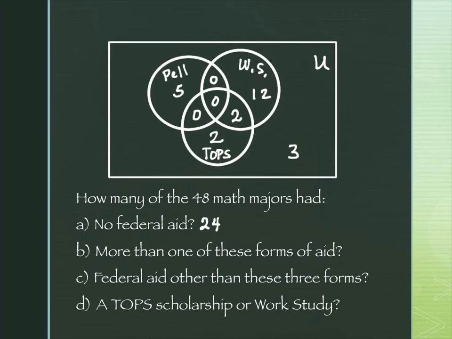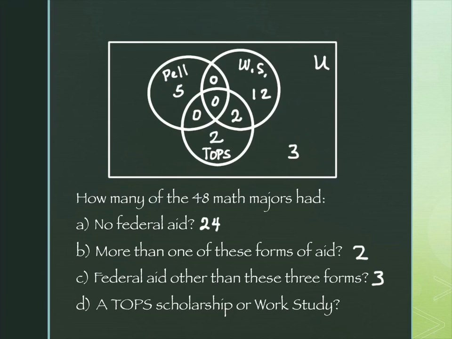How many received more than one of these forms of aid? So the more than one of these forms of aid is the overlapping pieces, and there's only one overlapping piece. It's right here, right? It's the 2. So that would be 2. Federal aid other than these 3 forms. Okay, so the federal aid is the whole rectangle, and if it's not included in one of these 3 circles, that's the 3 on the side that received some other kind of federal aid.